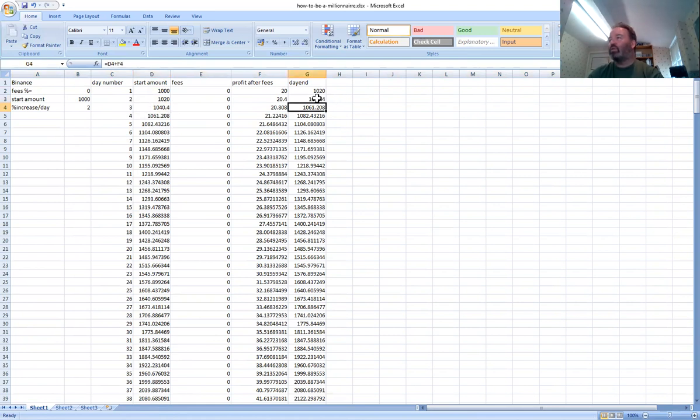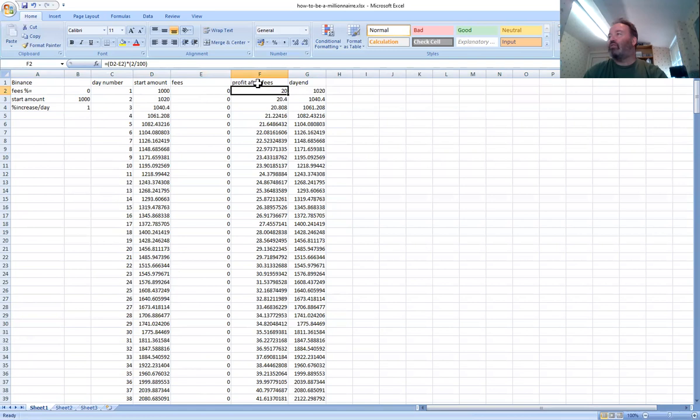So that is that in a nutshell, showing how the fees can impact your profits. Let's have a look at something else. So that is an increase of 2% a day. Let's have a look at a 1% increase a day. So if we change that to 1%.